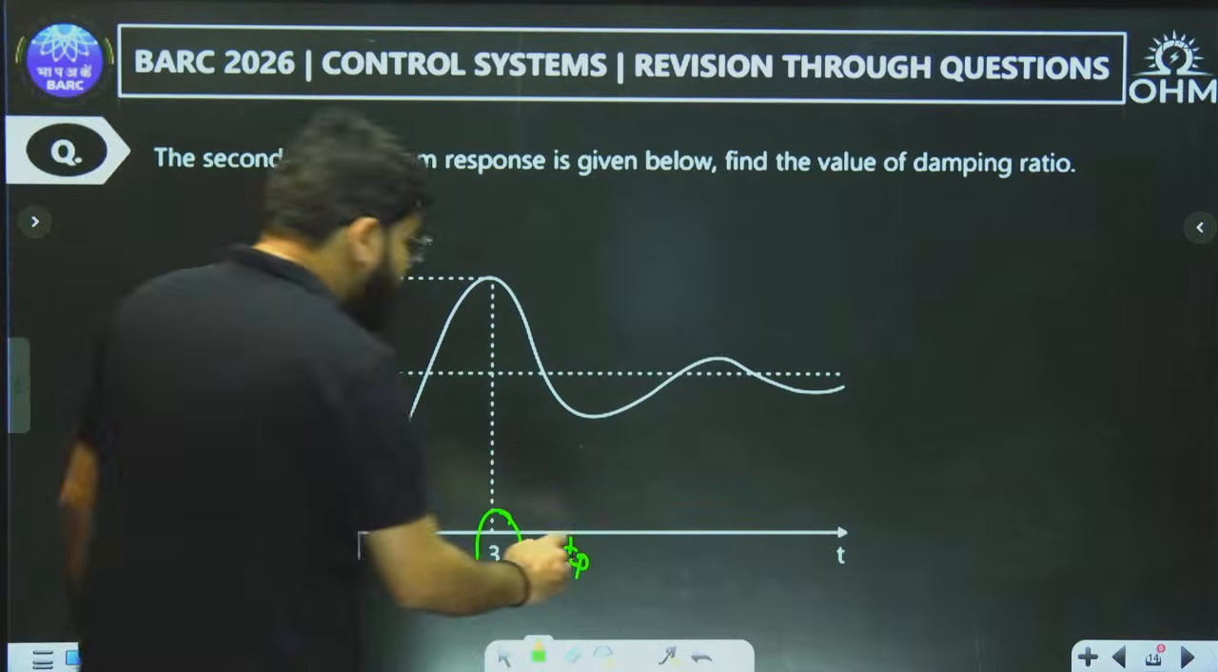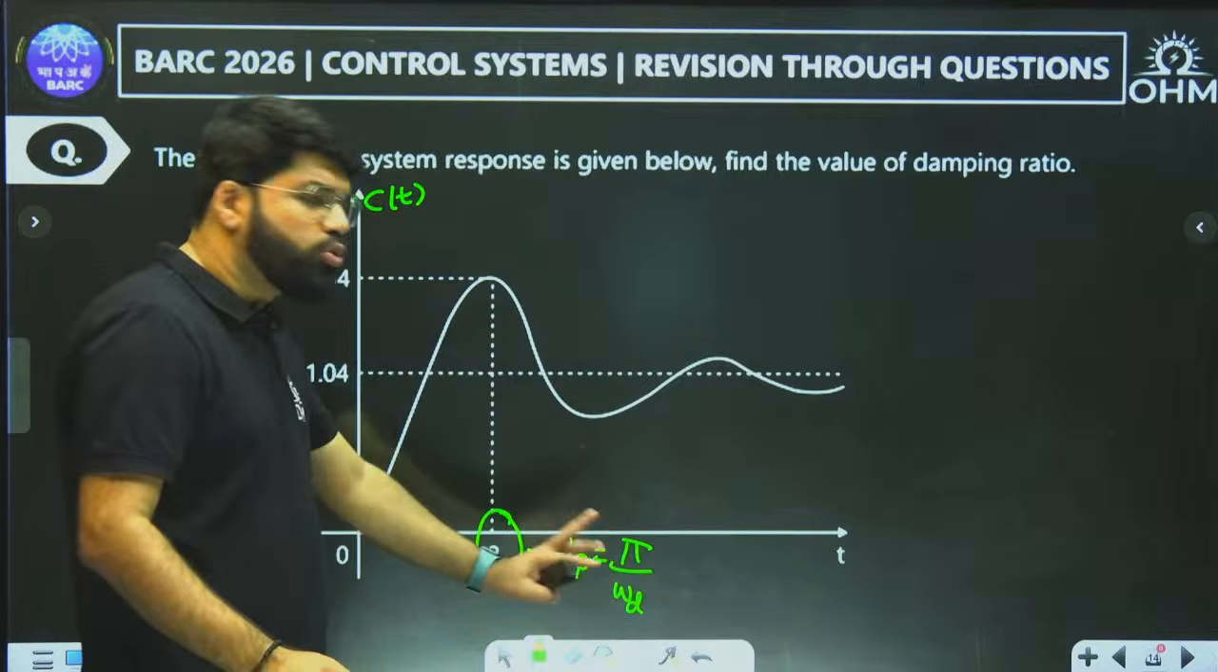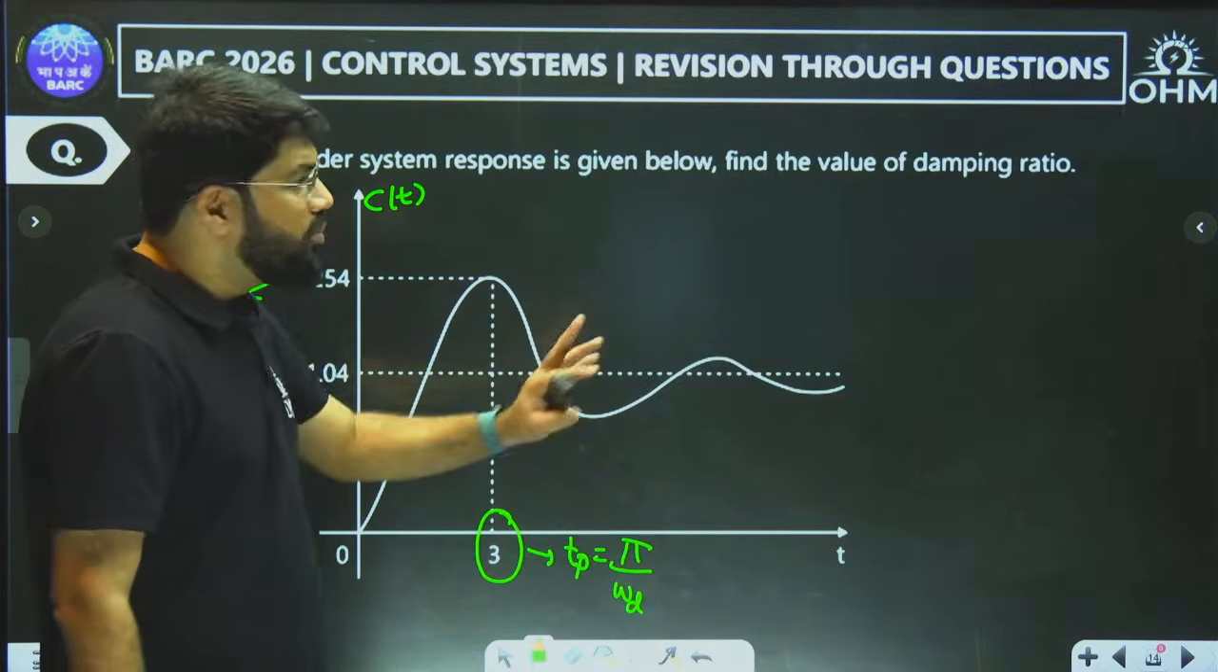But what is the peak time formula? Peak time is pi upon omega d. Omega d again contains both omega and zeta. I only want zeta, so it is better to use overshoot.